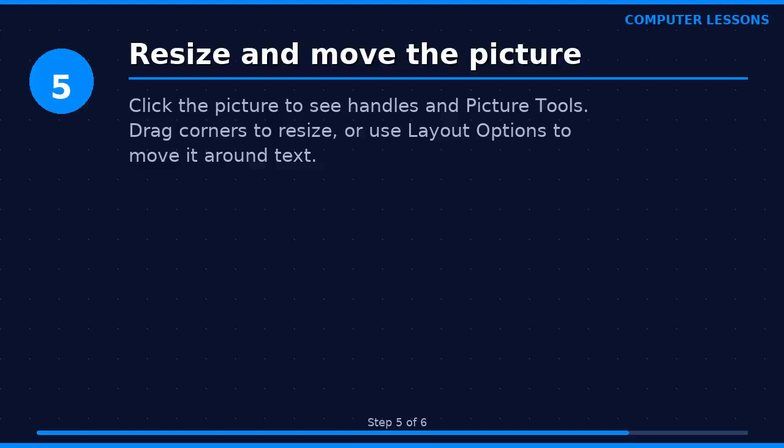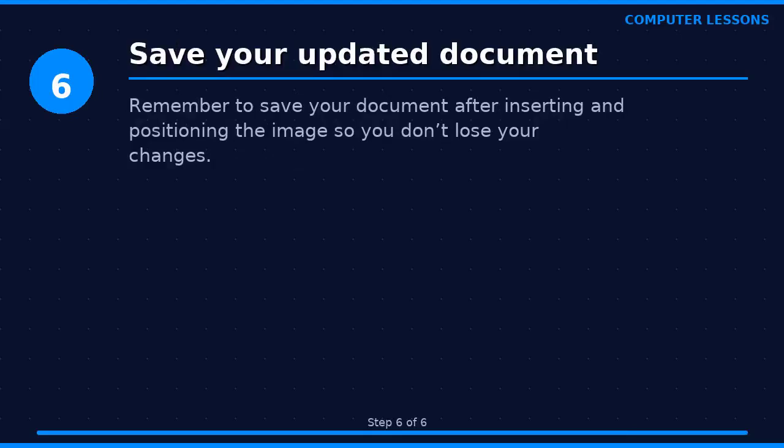Step 6. Finally, don't forget to save your work. Click the Save icon, or go to File and then Save, so your newly inserted image and all your changes are safely stored. It only takes a second and prevents you from losing your edits later. You've just learned how to insert and adjust images in Microsoft Word.